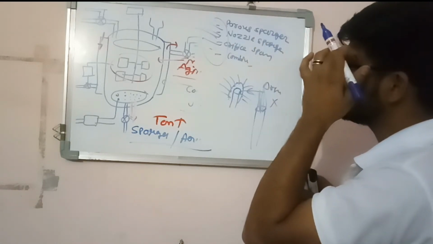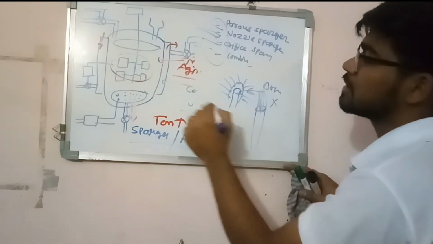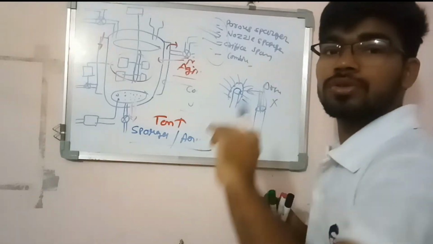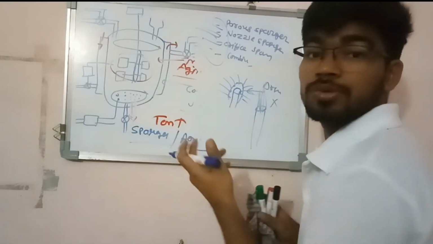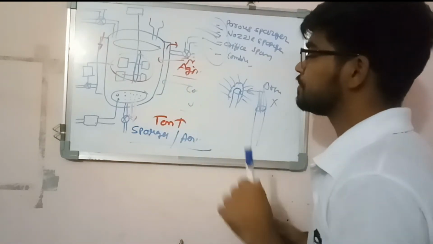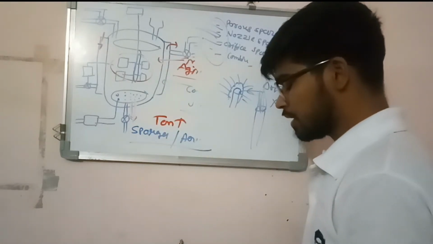In an orifice sparger or a combined sparger, what is a combined sparger? The sparger is connected here with the impeller. So as the impeller moves, the sparger moves and the air is efficiently spread over the fermenter. So this is the work of a sparger.